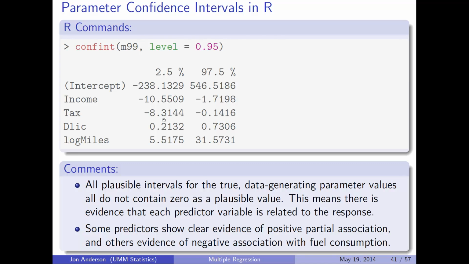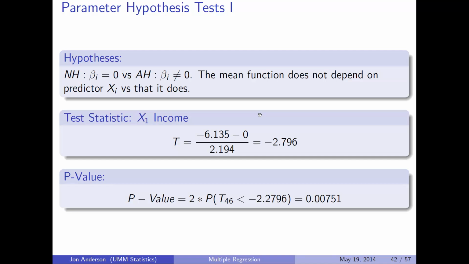Notice for all of these, every beta coefficient seems to be significantly different than 0, suggesting that each of these predictors has a notable effect on fuel consumption. If we want to do a hypothesis test for a particular beta parameter being 0 against an alternative hypothesis that it's not 0, realize that the null hypothesis says that the mean function doesn't depend on predictor xi, and the alternative hypothesis says that it does.